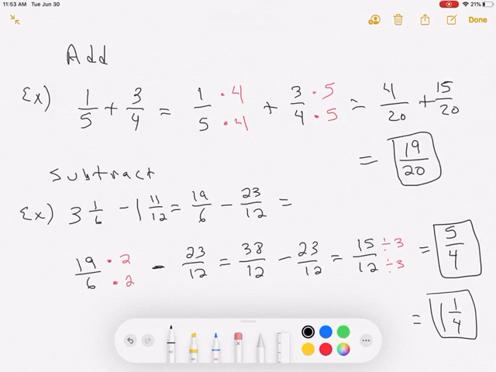Alrighty, guys. So this is a touch-up, a refresher on fractions.